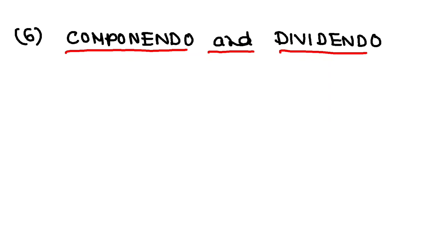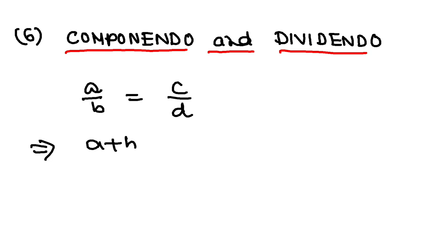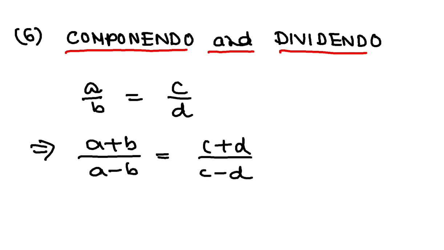Alright, so sixth property now, componendo and dividendo. We have already discussed componendo separately, we have discussed dividendo separately. Now we shall combine them. Now what does componendo and dividendo say? If we have a/b = c/d, then by componendo and dividendo you will have (a+b)/(a-b) = (c+d)/(c-d).